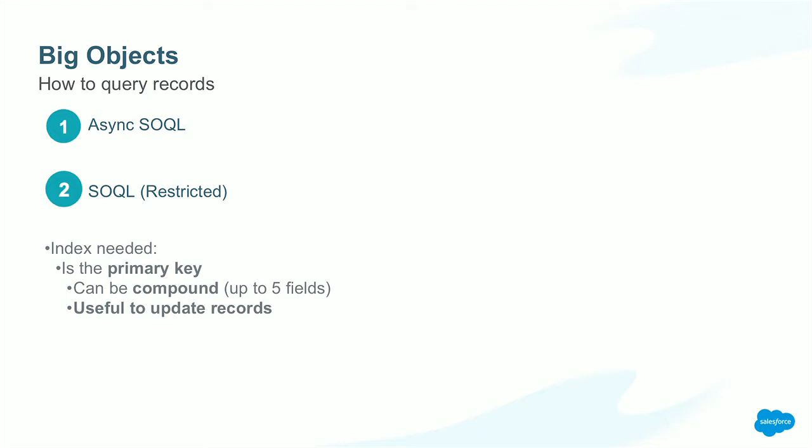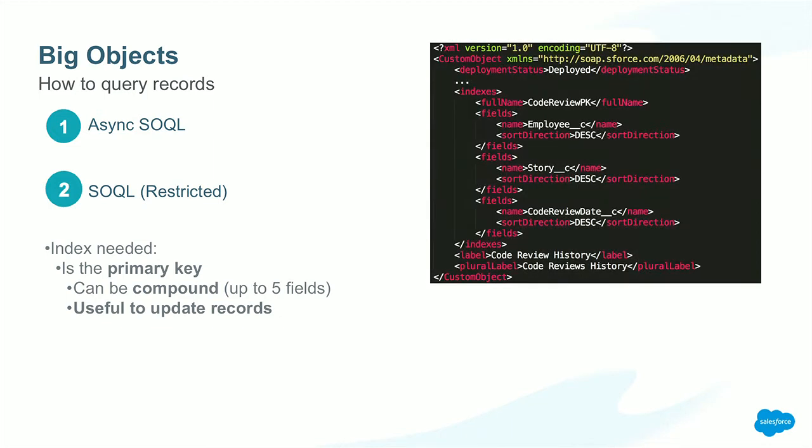So when I was talking about creating big object records, I always talk about insert, but update is also possible. For example, in our code review history big object, we have defined an index built by employee, story, and code review date. This means that the combination of these 3 fields is going to be the unique identifier of the records in my organization. So if I perform a database.insertImmediate for a combination of index fields that already exist in the organization, really an update is going to be done. So the database.insertImmediate acts really as an upsert operation.